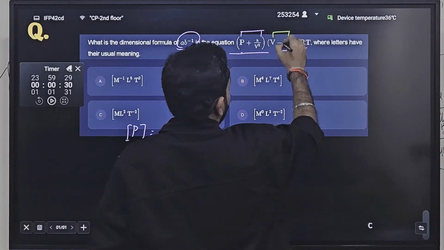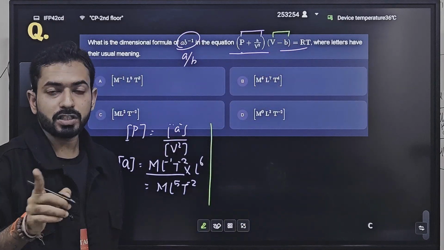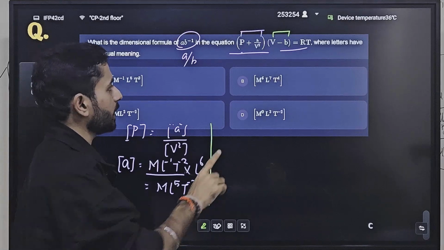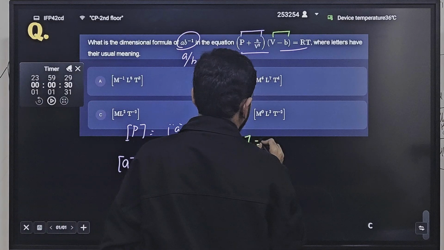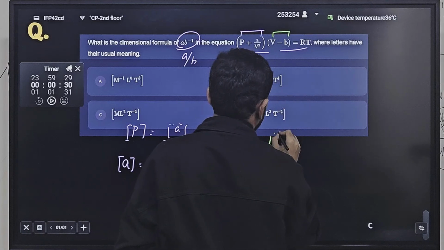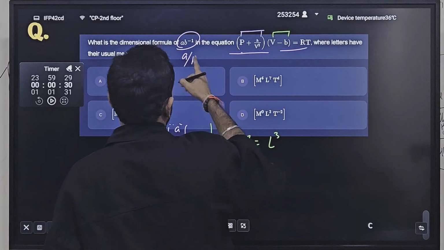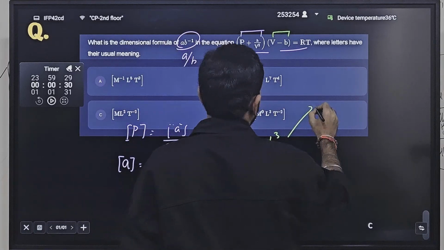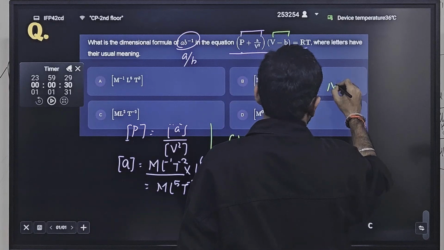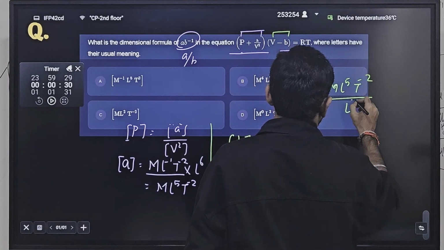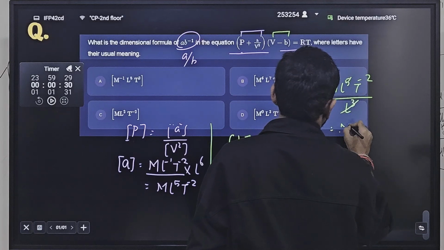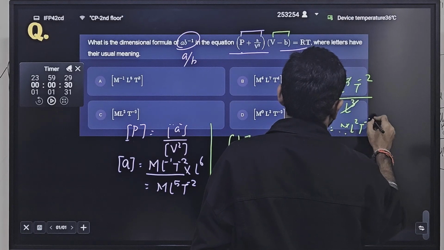Now V and B are in subtraction. That means for addition or subtraction, the dimension should be the same. So the dimension of B should be equal to the dimension of V, that means it is equal to L cube. And what I have to calculate? A by B. That means A by B can be written as M L power 5 T minus 2 divided by L cube. What will you get as the final result? M L square T minus 2.